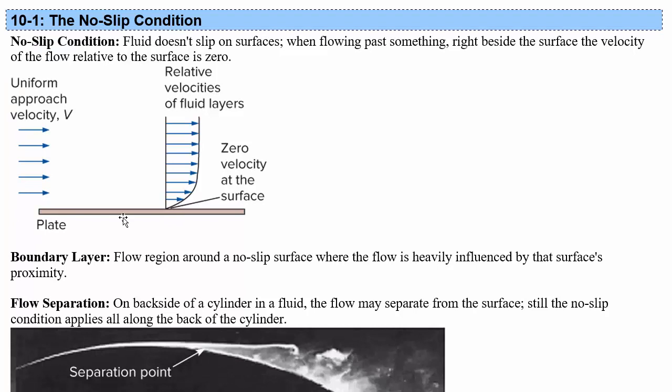Now, the boundary layer is the region of flow close to the wall where the influence of the wall is felt. So we've got some increase in the velocity as we move out from the wall, and that's the reason it's changing at all. The reason it's not just the free stream velocity over there is because of the wall, because we're in this boundary layer.